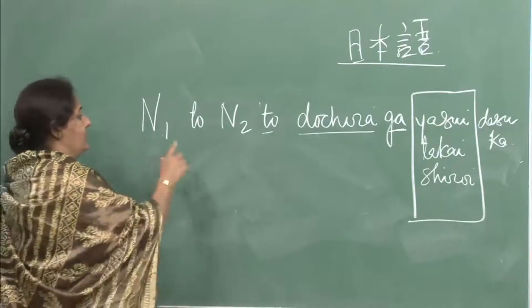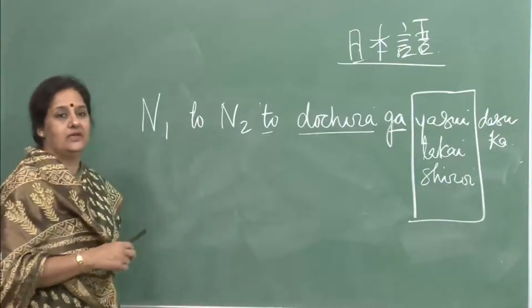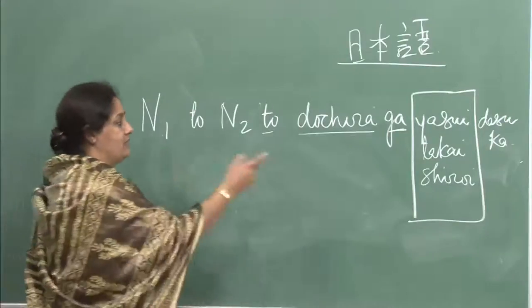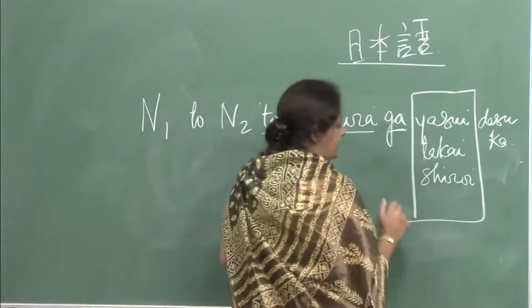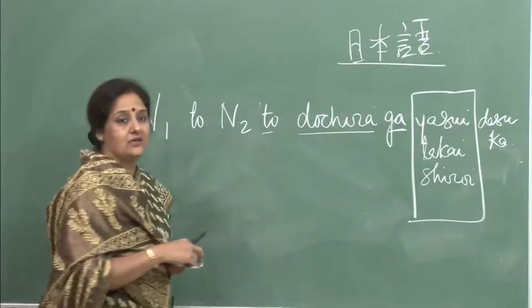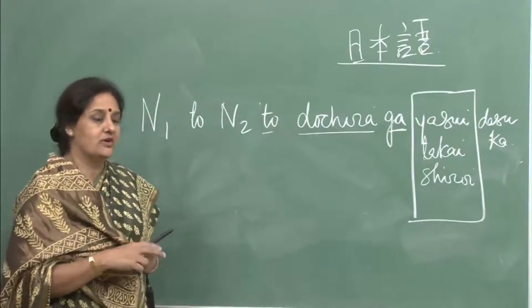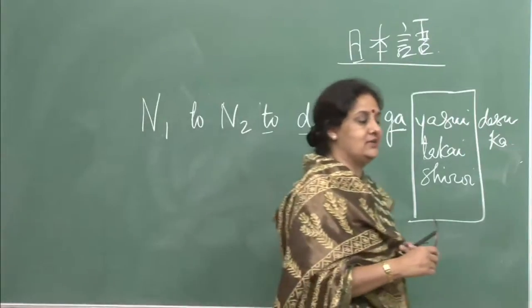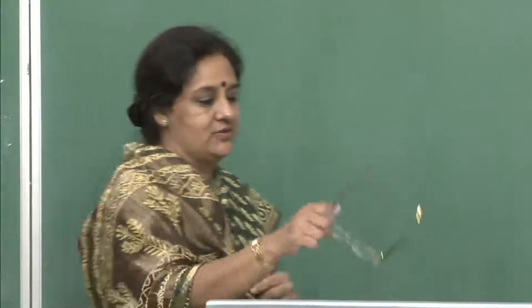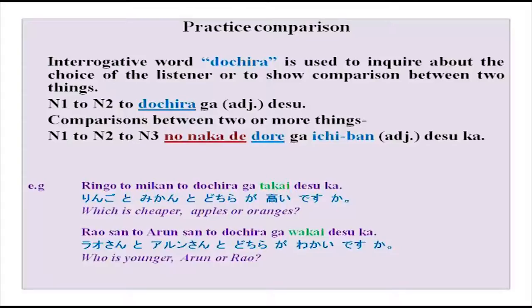Well, which one of the two is yasui? Which one of the two is takai? Which one of the two is more shiroi? Your choice or preference can be clearly seen with dochira. As you can see over here, comparison between two or more things. Now, you will say that two or more things means n number of things. You can just say noun 1 to, noun 2 to, noun 3 to, and it goes on.